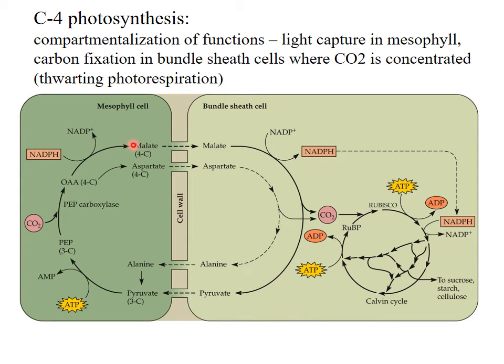Carbon can be stored in organic form in the form of malate in 4-carbon molecules. That malate can then be stored in bundle sheath cells, and CO2 can be liberated from malate as it's needed for use in the Calvin cycle. So the advantage of this is that within these bundle sheath cells, the concentration of CO2 can be kept relatively high, and it doesn't have to compete with oxygen for binding sites on the enzyme rubisco.